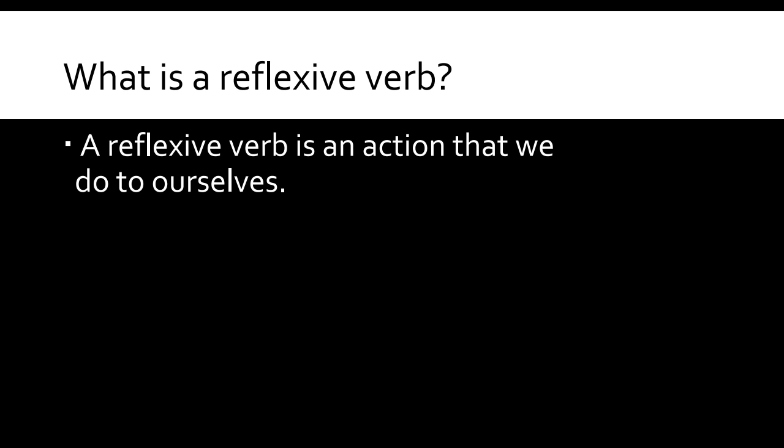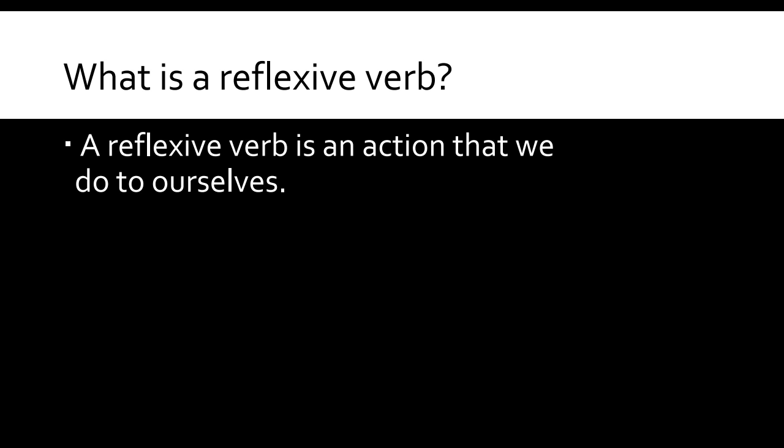All right, so the first question that I want to answer is, what is a reflexive verb? A reflexive verb is an action that we do to ourselves. So actions that we do to ourselves, not to other people. Let me give you some examples. On your vocabulary list for this chapter, we've got about 15 vocabulary words that are reflexive verbs. And so we'll be learning those along with this grammar lesson. Let me put a couple up here on the screen.